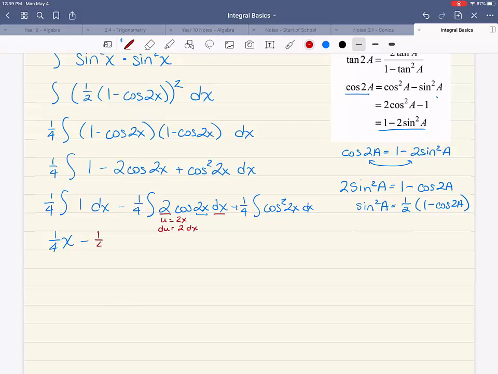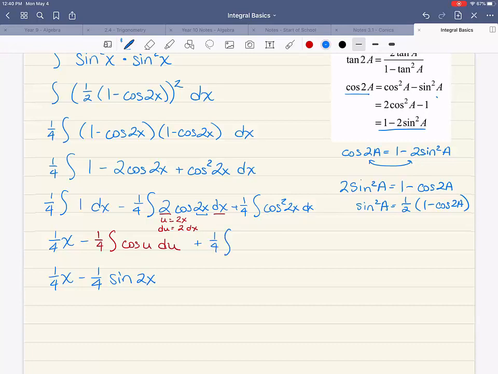So this is going to be 1/4 integral of cosine of u du. So now I can go back to x's. This will be 1/4 sine of u, and u is 2x. That one's done. Okay, now for this one, we have to continue doing some changes.